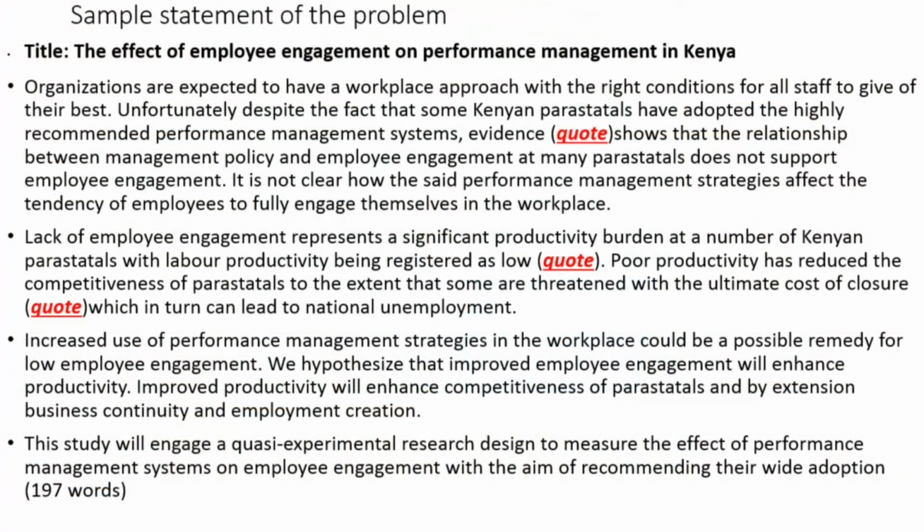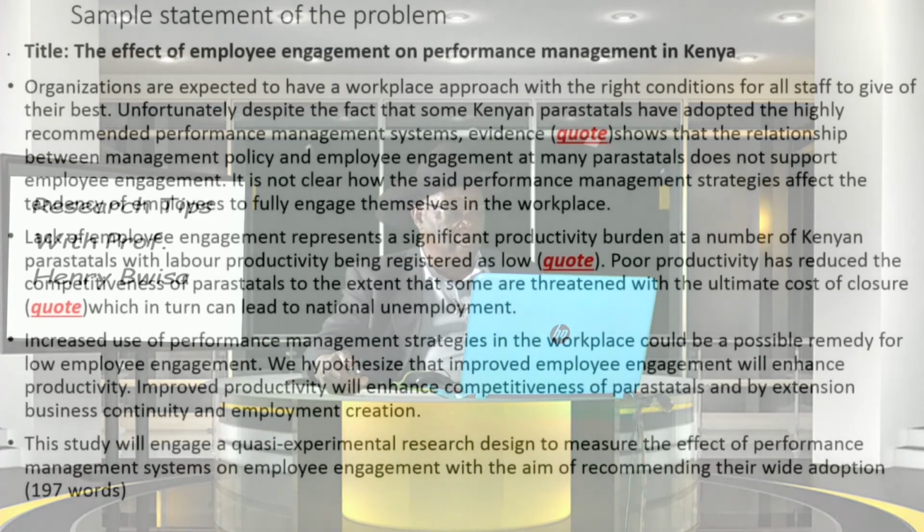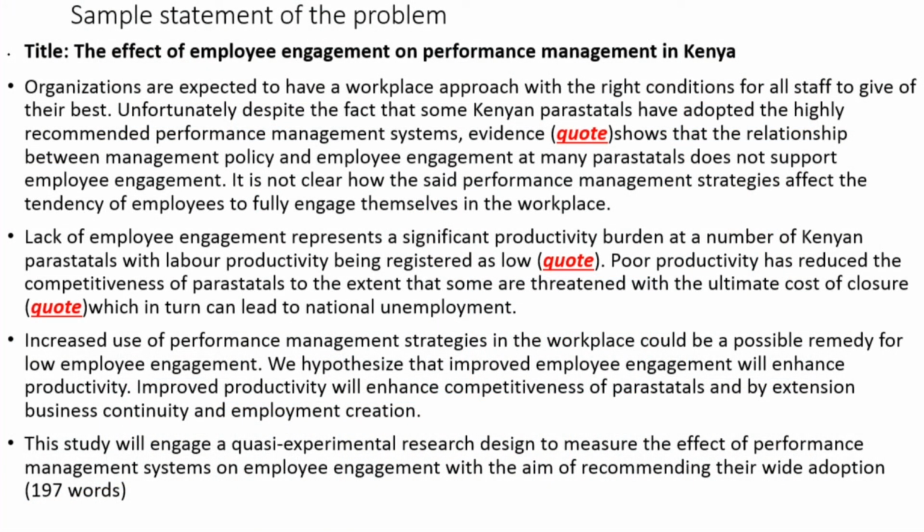Lack of employee engagement represents a significant productivity burden at the cost of a number of Kenyan parastatals, with the labor productivity being registered very low. Then quote, poor productivity has reduced the competitiveness of parastatals to the extent that some are threatened with the ultimate cost of closure, again you can quote, which in turn can lead to national unemployment. Increased use of performance management strategies in the workplace could be a possible remedy for low employee engagement. We hypothesize that improved employee engagement will enhance productivity. Improved productivity will enhance competitiveness of parastatals and, by extension, business continuity and employment creation.